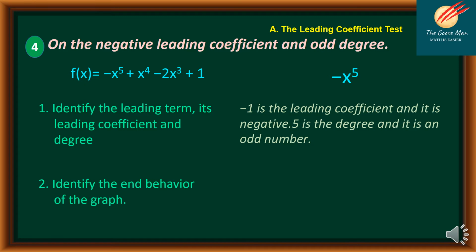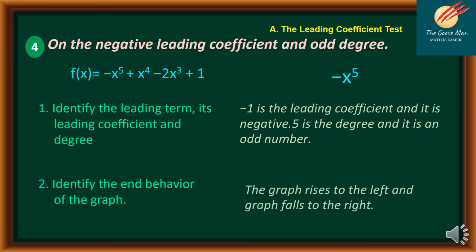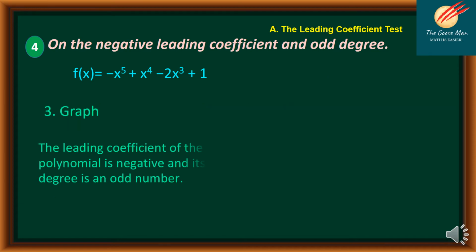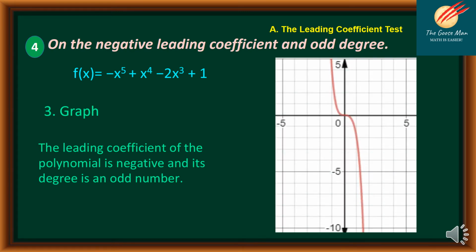Second step, identify the end behavior of the graph. So the graph rises to the left and the graph falls to the right. So the leading coefficient of the polynomial is negative and its degree is an odd number. So this is the rough graph of the given function.